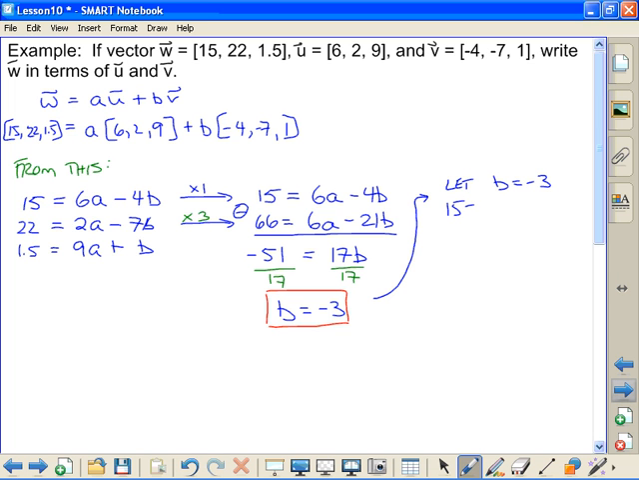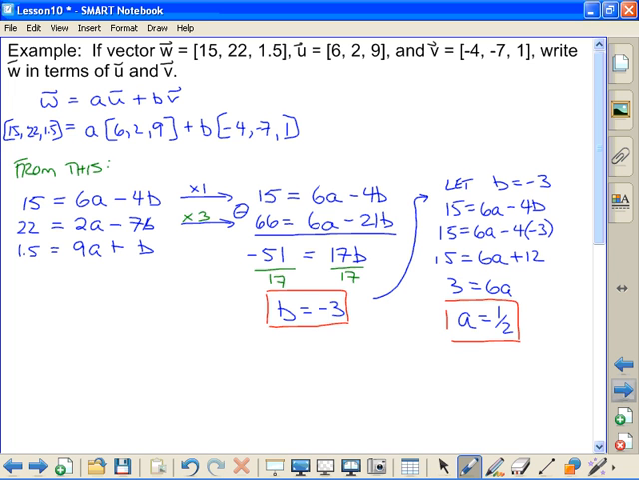So 15 equals 6a minus 4b. 15 equals 6a minus 4 times negative 3. Please make sure you use one of those original two equations. You can't use the third equation at this point. Subtract 12 from both sides, and I get 3 equals 6a, or a equals 1/2.